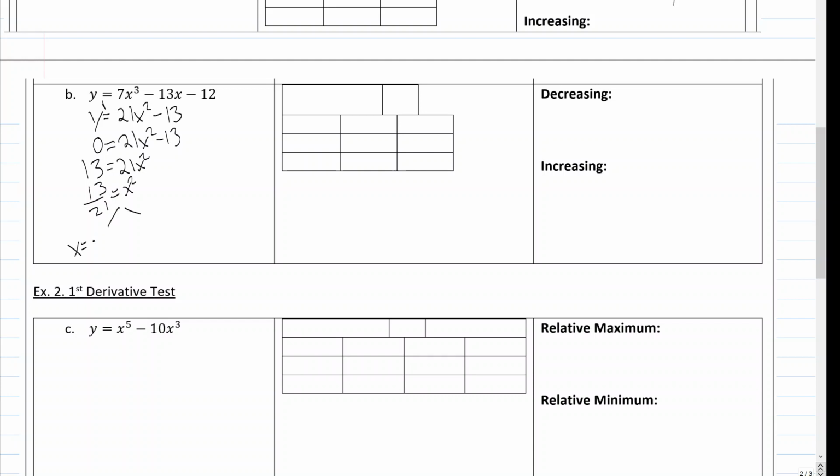I get x equals the positive square root of 13/21, and I get x equals the negative square root of 13/21. Now those are my two critical points, so I plug those in. Negative square root of 13/21 and positive square root of 13/21. And now I have to think about what these are.